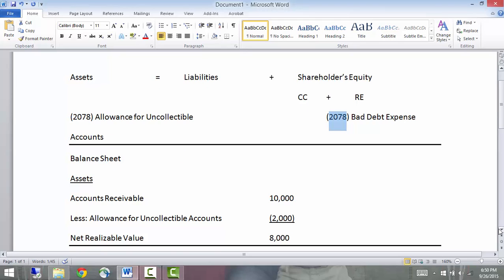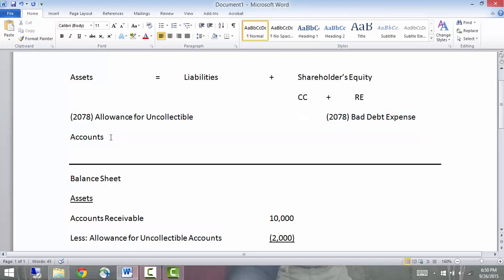Now let's look at this. This is the entry that we make at the end of the year when we want to estimate our bad debt expense. Now let's look and see what we do when we actually determine who is not going to pay us, when we actually know for sure that a customer is not going to pay us. I'm on page 166 of your book if you want to follow along.